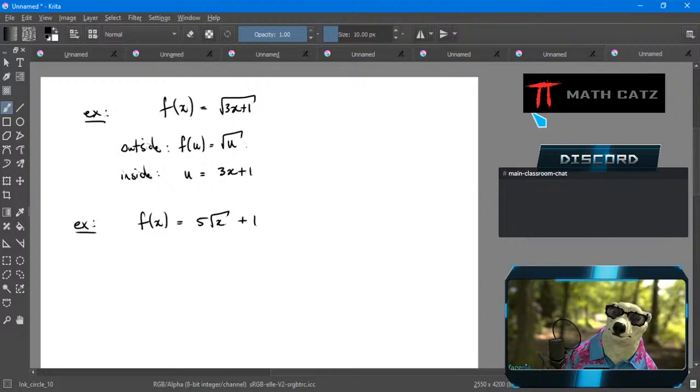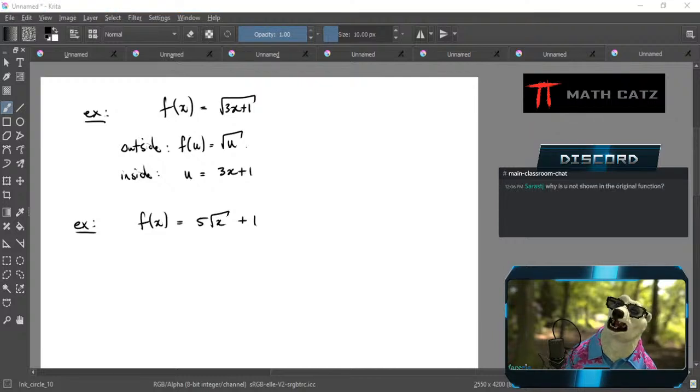Sometimes it's more obvious that I have a function of a function situation. Sometimes it's less obvious. Sometimes I have an option whether I want to see it as a function of a function or not. Let's suppose I want to see it as a function of a function.